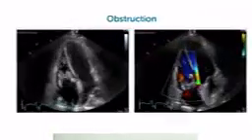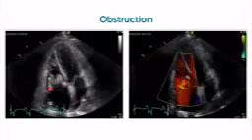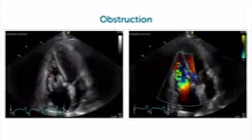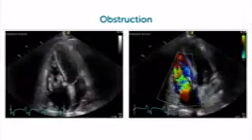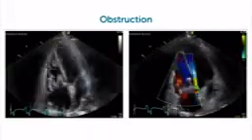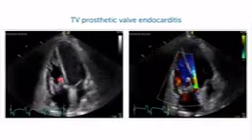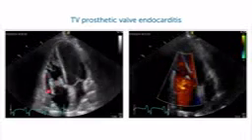Another complication can be obstruction. And look at this case to understand. Here we have a prosthesis in tricuspid position. This is a patient who is a drug abuser, and she received a prosthetic valve for endocarditis, and when we saw her again, because she had fever, we found endocarditis again, causing stenosis.